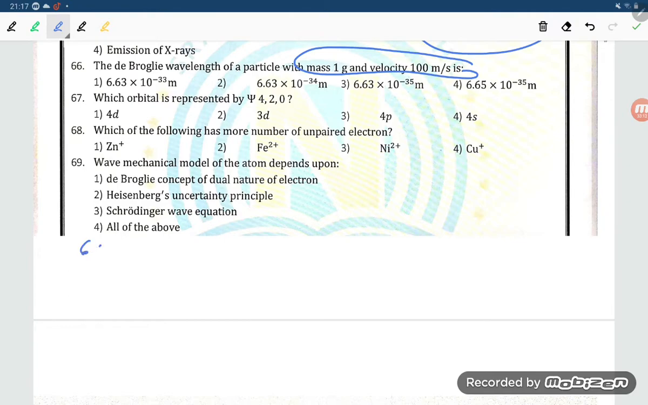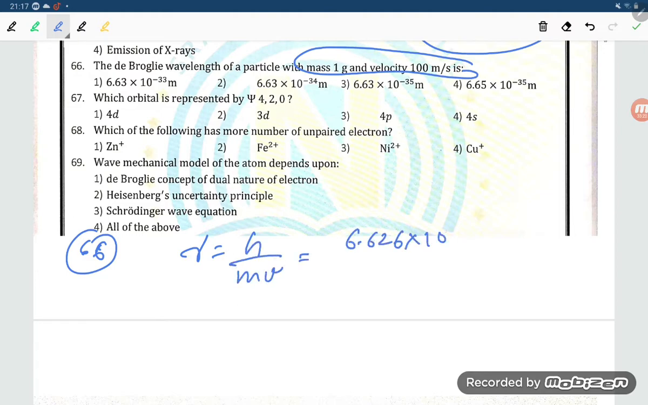So question number 66, if you are solving here, student, the de Broglie wavelength lambda is equal to h upon mv. So h value is 6.626 into 10 power minus 34. Mass they have given 1 gram, and we have to put it in kg, so divided by 1000, it will go to 1 into 10 power minus 3. And velocity they have given is 100 meter per second.